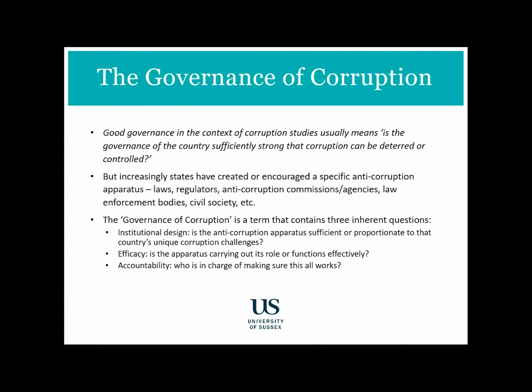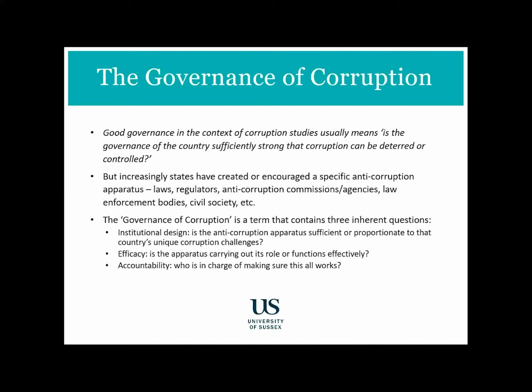Because increasingly, states have created or encouraged a very specific anti-corruption apparatus. And that's a mixture of laws and regulations, anti-corruption commissions and agencies, law enforcement bodies, civil society, and so on. So there's a whole apparatus of what some people call anti-corruption. And so I think the governance of corruption is about how we govern that apparatus. I think this breaks down into three inherent areas. The institutional design: is the anti-corruption apparatus sufficient or proportionate to that country's unique corruption challenges? Efficacy: does the apparatus work? Does it carry out its role or functions effectively? And then the accountability: who's in charge of making sure it all works?